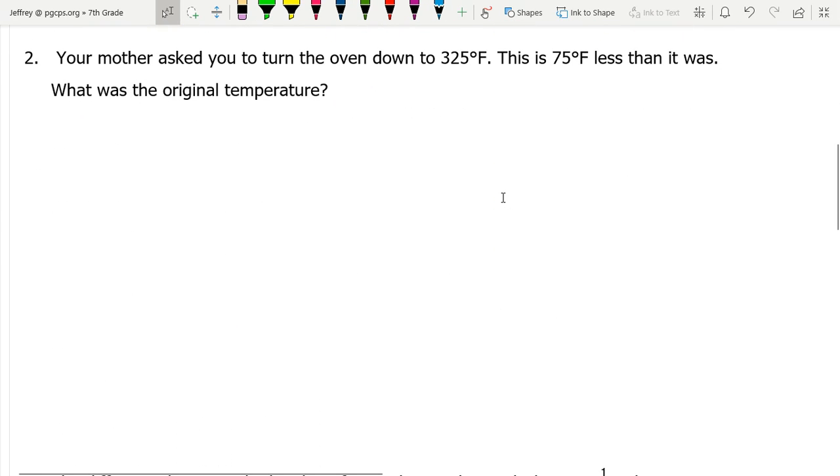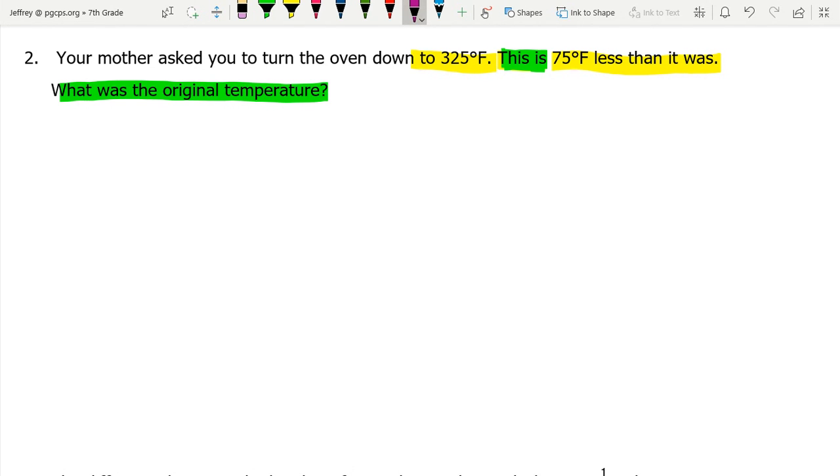Number 2, your mother asked you to turn down the oven to 325 degrees Fahrenheit. Now this is 75 degrees Fahrenheit less than it was. So the question is, what was the original temperature? Okay, you already know what we're looking for. What we're looking for would be the original temperature. So let's use the variable t to represent the original temperature.